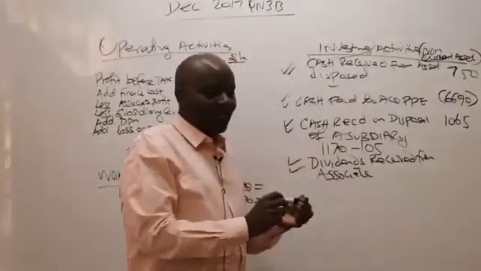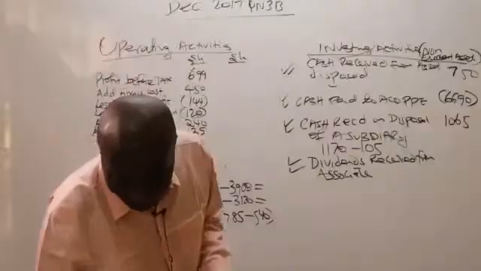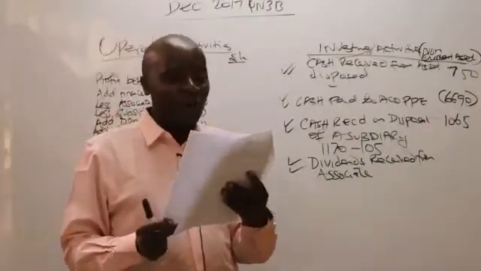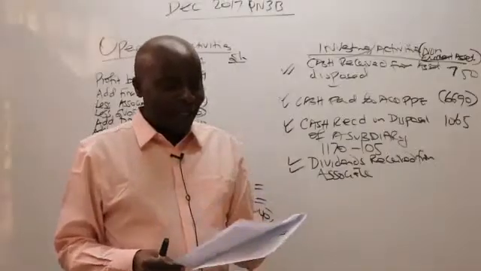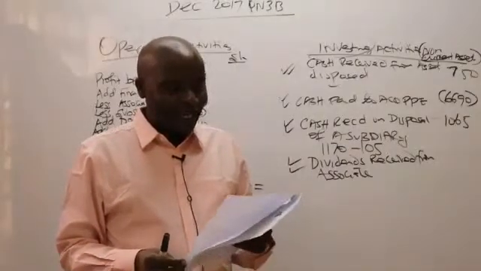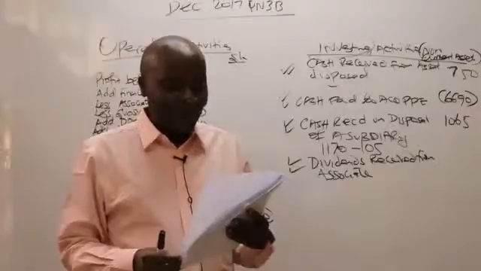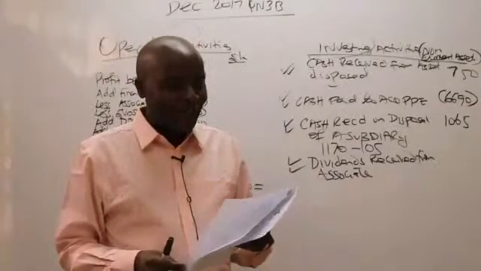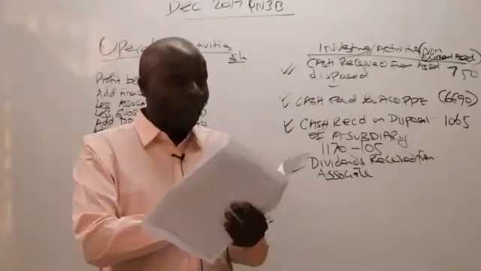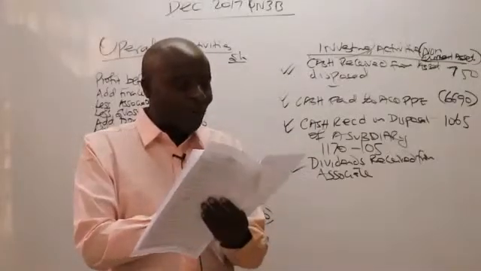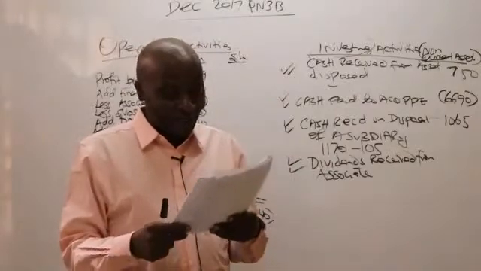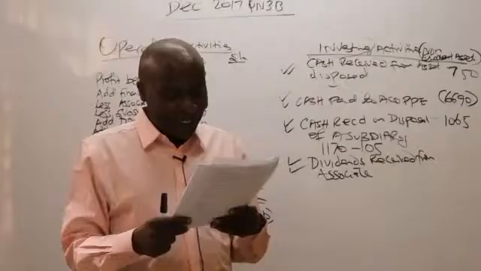Aya. Sasa nipatieni figure tuone dividends that we received from our associate. Has it been given in the question? Have these dividends here been given in the question? Kila mwanafunzi anasema 54, but they're not telling us ziko wapi. Dividends received from the associate. They're not telling us zimetoka wapi.